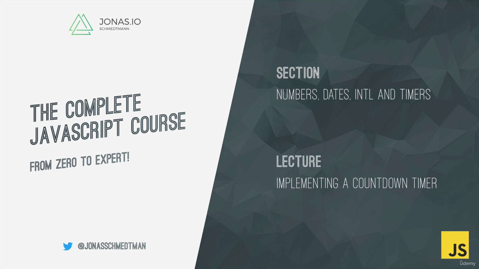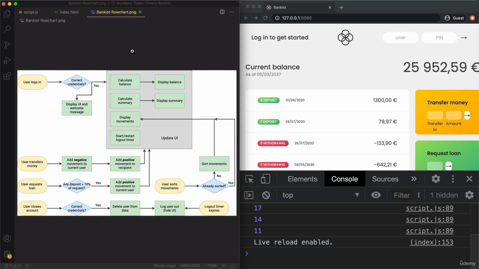Welcome back. And this is going to be the last part of this project. So we're almost done here. Now, for security reasons, real bank applications will log out users after some inactive time. For example, after 5 minutes without doing anything. And that's what we will implement in this video using the setInterval timer.